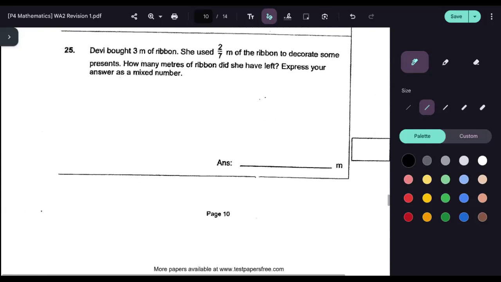Okay, next. Devi bought 3 meters of ribbon. She used 2/7 meters of ribbon to decorate some presents. How many meters of ribbon did she have left? Express your answer as a mixed number. So firstly, 3 meters minus 2/7.